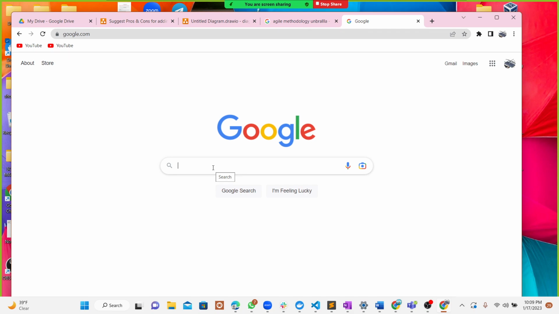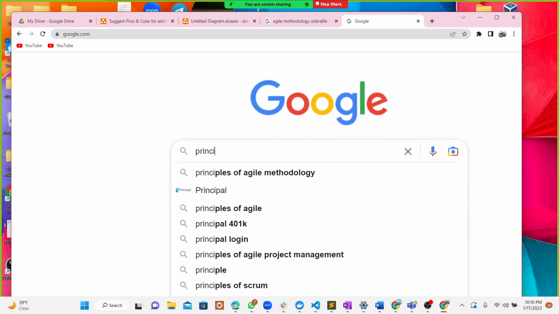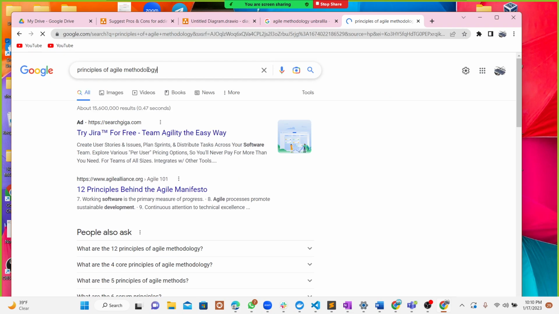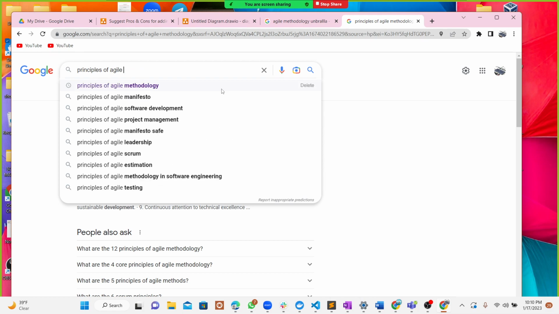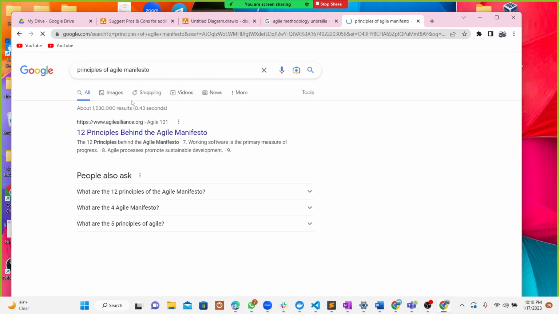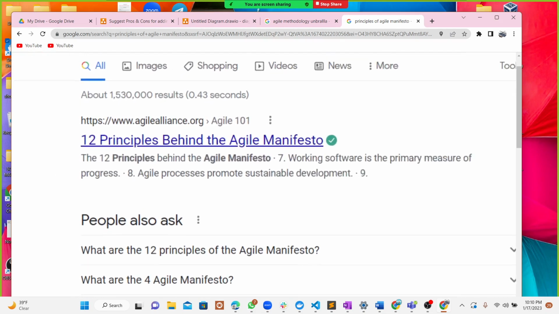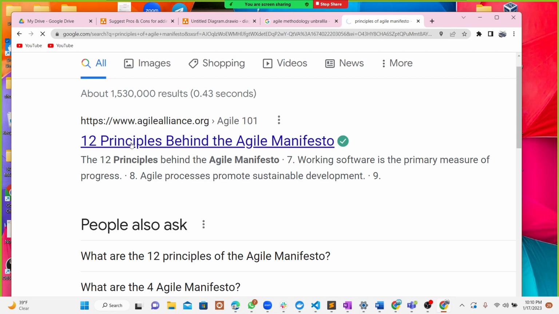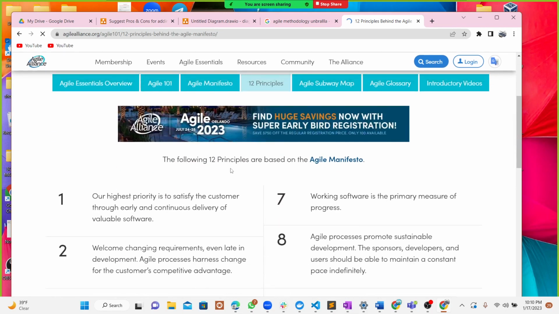So I would say, Google the principles of the Agile Manifesto. Here you go, principles of the Agile Manifesto. You see that, 12 principles behind the Agile Manifesto. It's right here on Google. So if I pull this up, you'll see the principles listed. These are the 12 principles behind the Agile Manifesto.